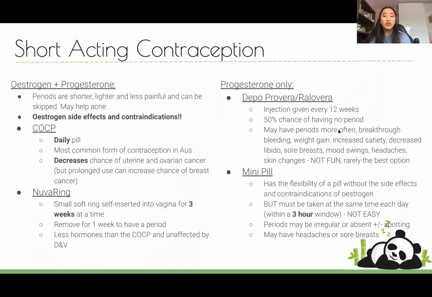People get more frequent periods, breakthrough bleeding in between those periods, weight gain, satiety, decreased libido, lots of bad things. These basically used to get used for women with intellectual disabilities, which when you think about it is kind of unethical, but a separate matter. These are pretty much never used now, so do not recommend.